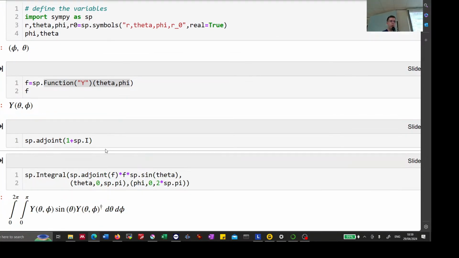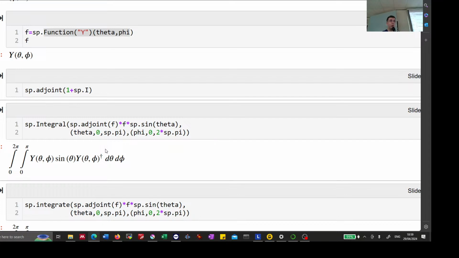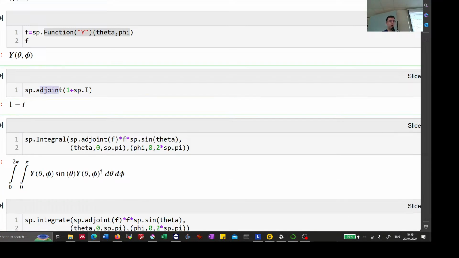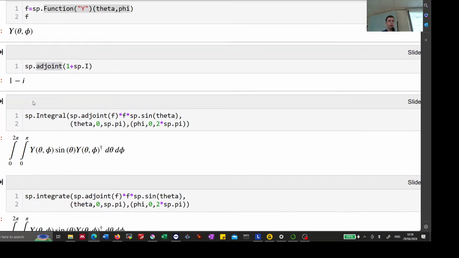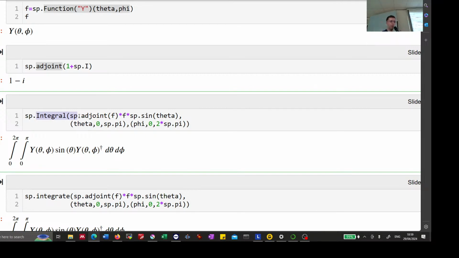I want to introduce here also now the complex conjugate in SymPy. We get this through the adjoint function. Here the example is 1 plus i, right? The complex conjugate should be 1 minus i, and with adjoint we actually get that. So because the integrals can be separated from a product, the variables in Y and R are separated. I can also separate the integral.